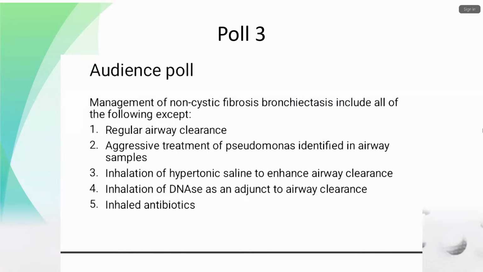I'll take you through the exact answer for this audience poll: it is inhalation of DNase as an adjunct to airway clearance, and we'll be discussing in the next few slides why I'm suggesting that DNase is not to be given. Otherwise, regular airway clearance, aggressive treatment for Pseudomonas, hypertonic saline, as well as inhaled antibiotics are recommended for management of non-CF bronchiectasis.